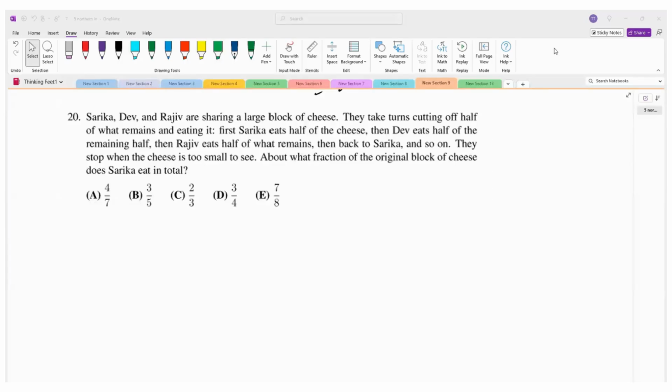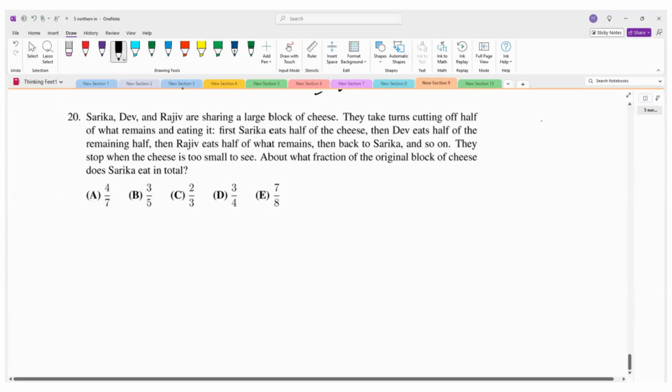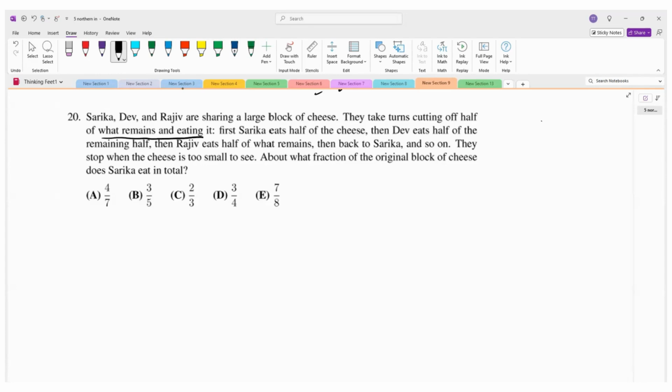Okay, so three people are sharing a large block of cheese. They take turns cutting off half of what remains and eating it. So first Sarika eats half of the cheese, then Dave eats half of the remaining half, and then Rajiv eats half of what remains. And then it goes back to Sarika, who again eats half of what's remaining, and so on and so forth. And they stop eating when the cheese is too small to see, right? So they keep on eating until it's like tiny atoms of cheese. Okay, about what fraction of the original block of cheese does Sarika eat in total?